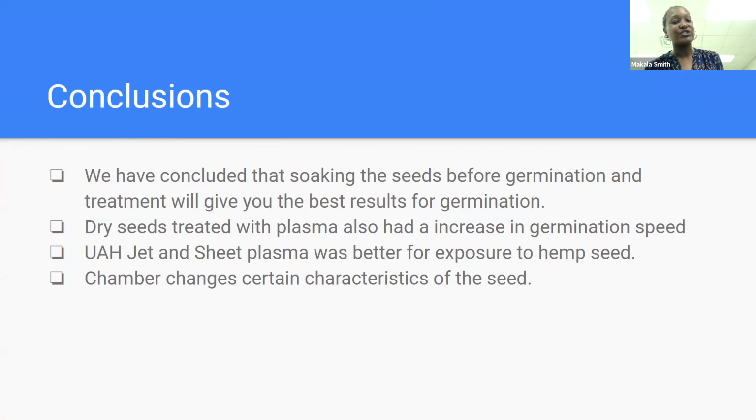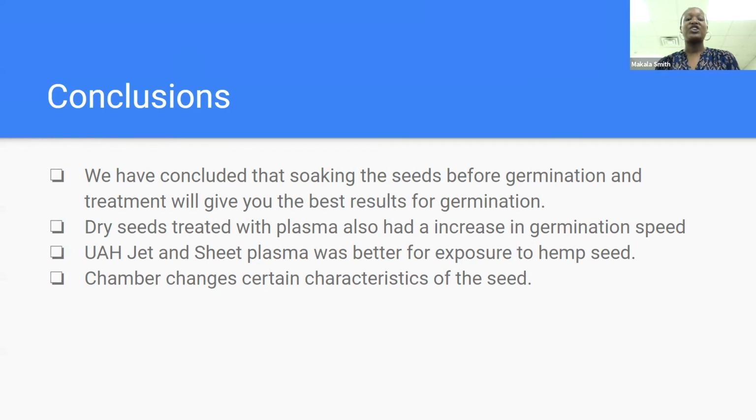So my conclusions of this experiment: we have concluded that soaking seeds before germination treatment will give you the best results. We also concluded that dry seeds that were treated with plasma also had an increase in germination speed. And with this experiment alone, the UAH jet and sheet plasma was better exposure for the hemp seed.